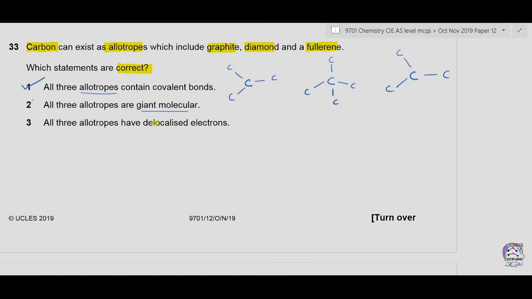Option 3, all 3 allotropes have delocalized electrons. We can see in the structure of graphite, carbon makes 3 covalent bonds, and also in fullerene, carbon makes 3 covalent bonds, and the 4th electron of carbon is free to move, so therefore in graphite and fullerene we have delocalized electrons. But in diamond, all 4 electrons of carbon are involved in covalent bonding, so therefore no free electron is present. So diamond does not have any delocalized electrons. So option 3 is also incorrect. So only one option is correct, so therefore answer is D.